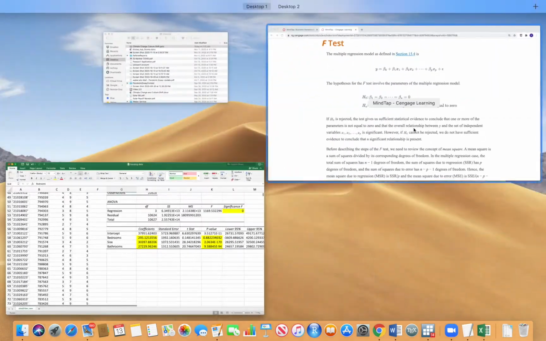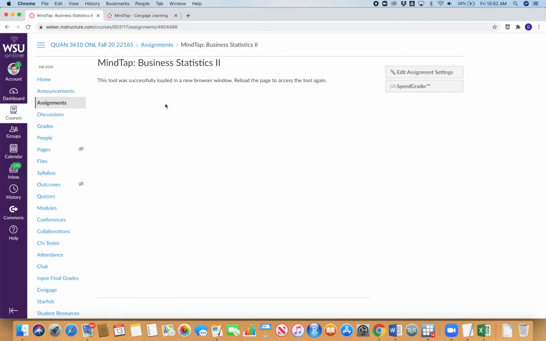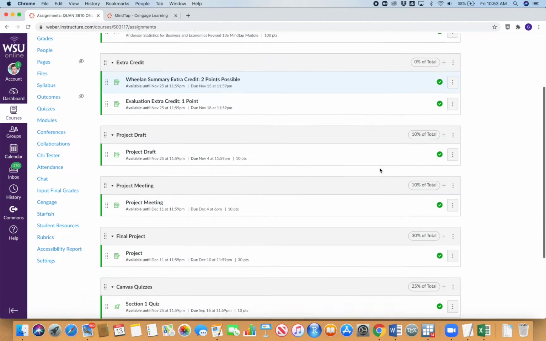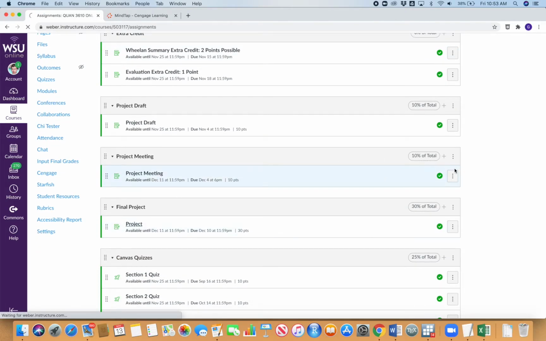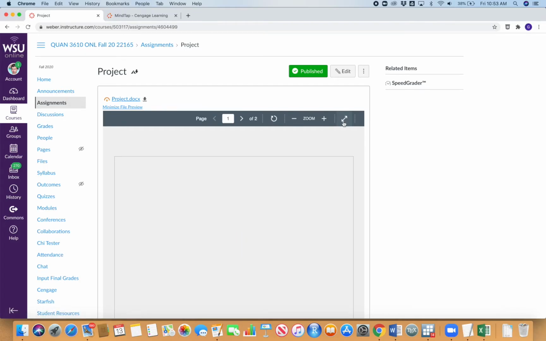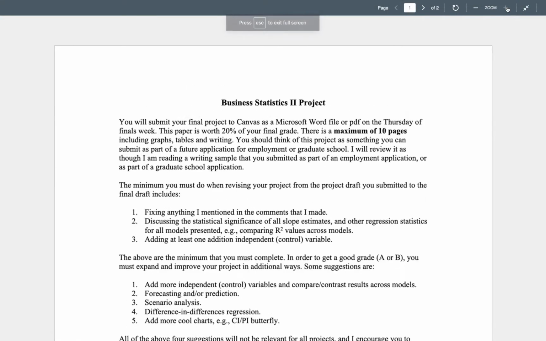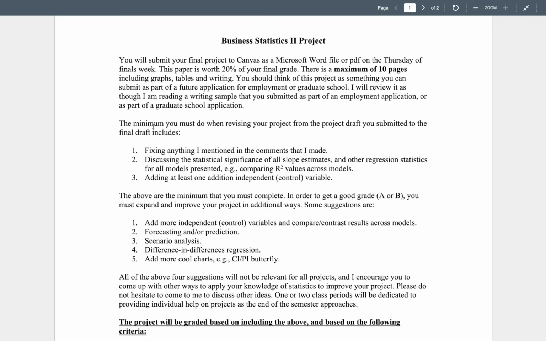Okay? Real quick, I wanted to look at the project guidelines with you. This is something you definitely want to look at before you turn in your final project. I got an impression from some people that they did not look at the project draft guidelines before they turned that in. So these top 3 things are things that you need to do to get a passing grade on the final project. You need to fix anything related to the comments I made.